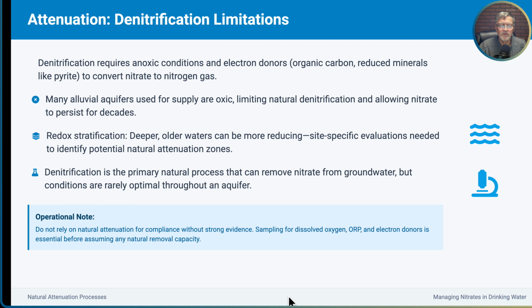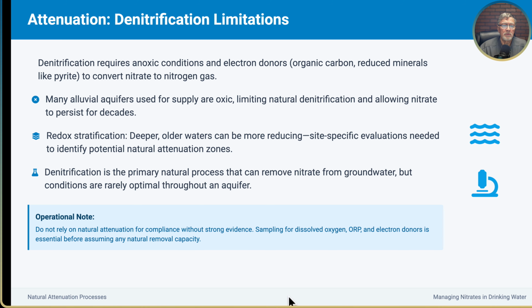Many alluvial aquifers used for supply are oxic or aerobic, so they have high oxygen, and that limits the natural denitrification and allows the nitrates to persist for decades. And that's why you get the dispersion. It'll reduce the overall concentrations, but not the mass, because the conditions aren't right for denitrification to occur.